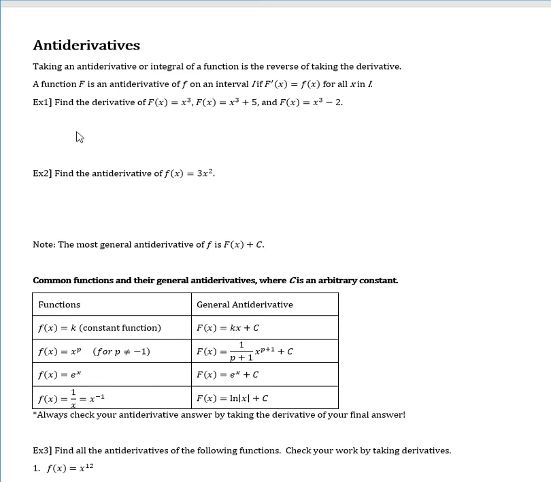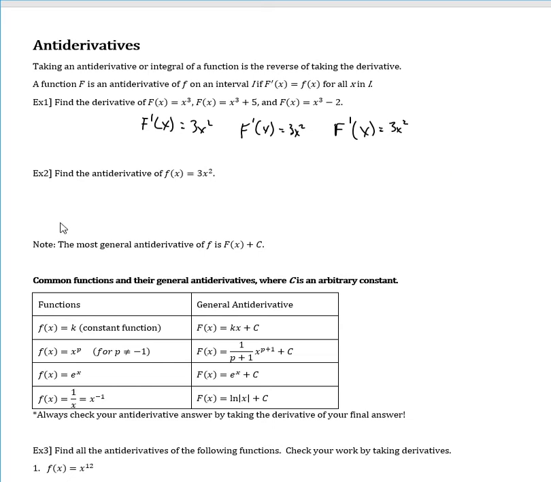In example 1, we're just going to find the derivative, something that we've done before with all of these functions. It's really just the power rule for all of them. Capital F prime of x would be 3x squared. The second one is also the same: F prime of x is also 3x squared using our power rule. And the last one, capital F prime of x, is also 3x squared, because the derivative of a constant we know is 0.